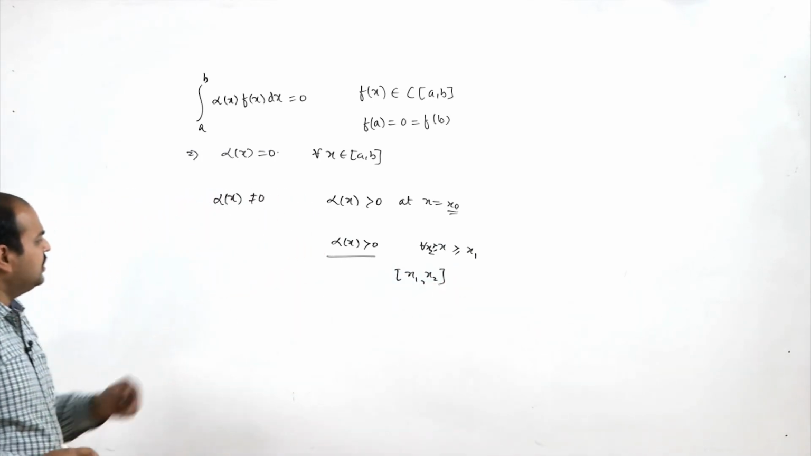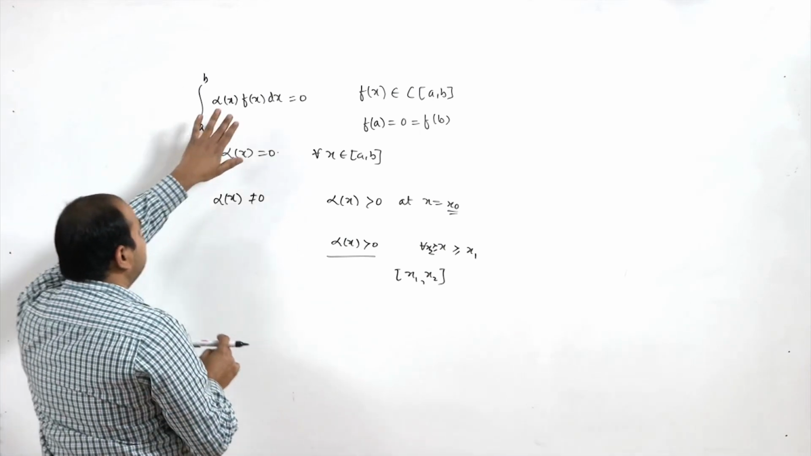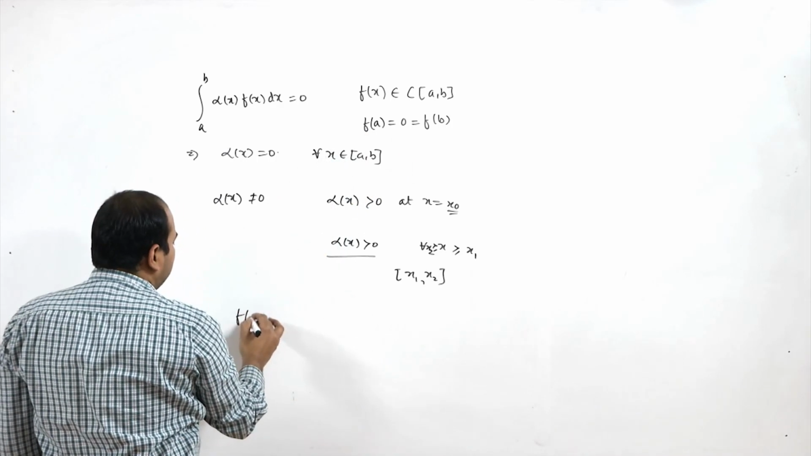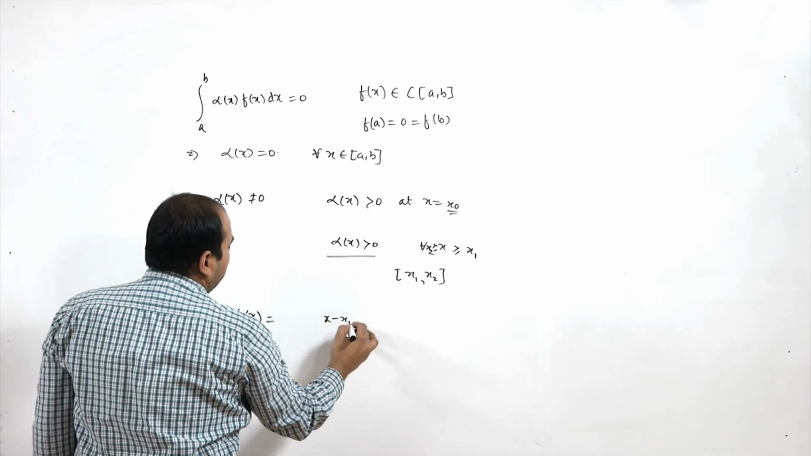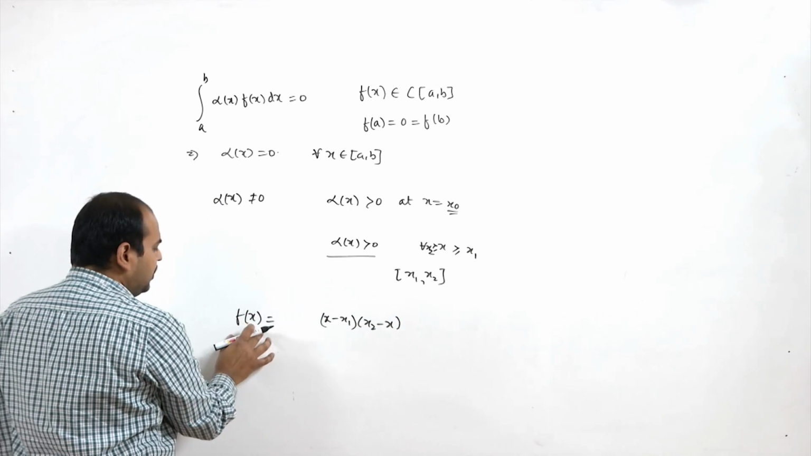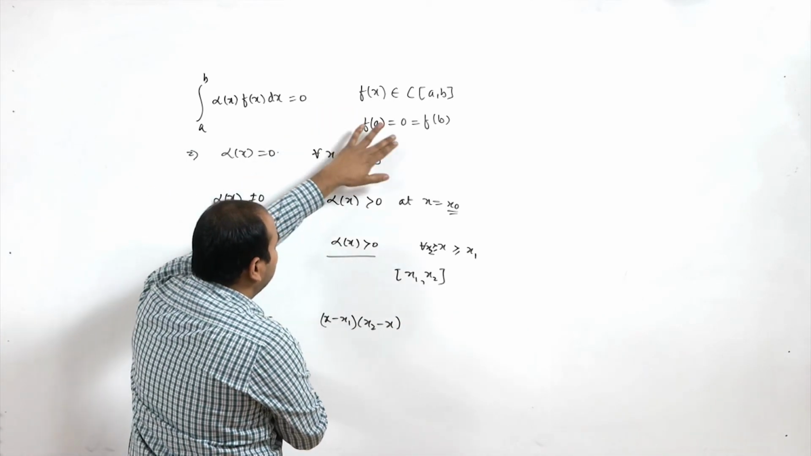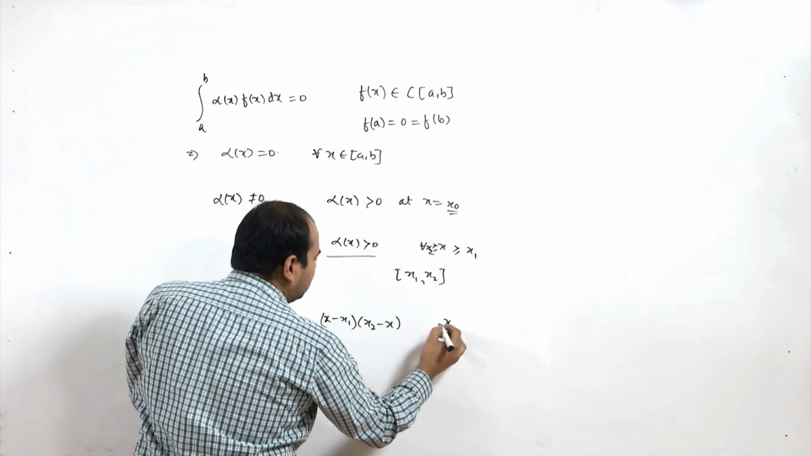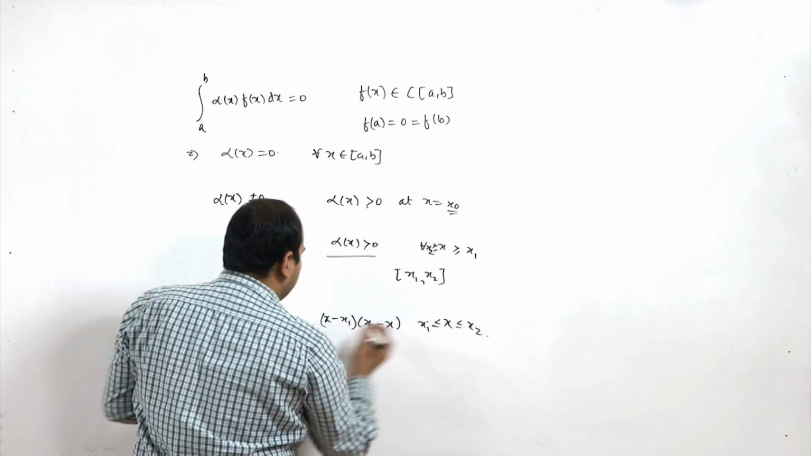Now, once we know that alpha x is positive, since this is true for every function f of x having this property, we can define our function f of x in this manner: x minus x1 times x2 minus x here. If you look at this, it will satisfy the condition that f of a equals 0 equals f of b, because here this holds when x is lying between x1 and x2, and f is 0 otherwise.